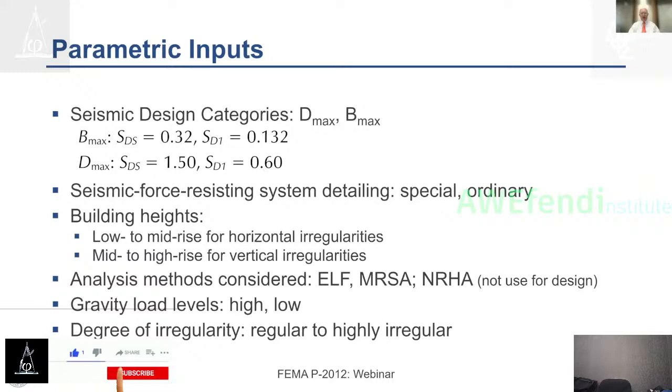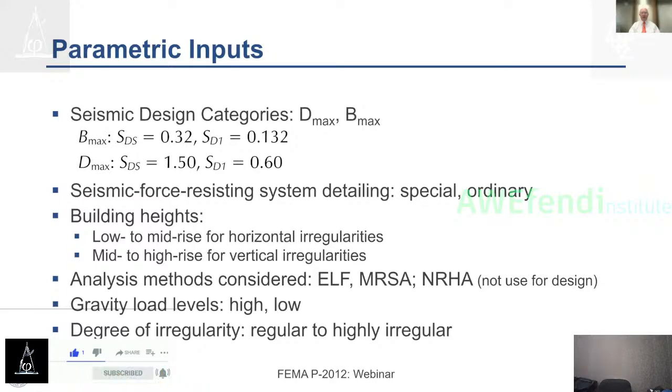We looked at low to mid-rise structures for the horizontal irregularities. We looked at mid to high-rise structures for the vertical irregularities. We thought about the range of analysis methods at our disposal in ASCE 7, specifically the equivalent lateral force procedure, which is a static method with linear modeling. We looked at the modal response spectrum analysis procedure, and we used nonlinear response history analysis for our assessments. You are permitted to use nonlinear response history analysis in design. That wasn't the way that we approached the design because that's not the most common. Usually the linear methods are used for design and nonlinear analysis may be used to prove out performance.